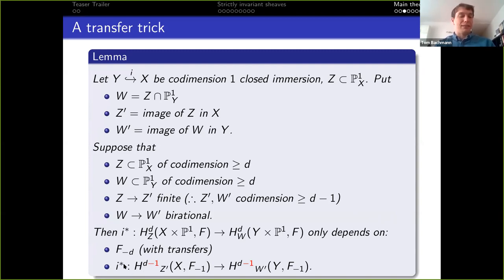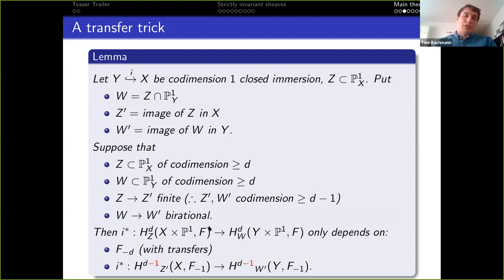And I think you can see where this is going, which is that we're going to be doing an induction argument, right? So I want to prove that for every d, the pullback only depends on f minus d. So I suppose I have proved it for d minus one. Then I know that this one only depends on f minus one, minus d minus one, so I'm f minus d, and on the transfers. So then basically I learned that this pullback here does what I think it does.